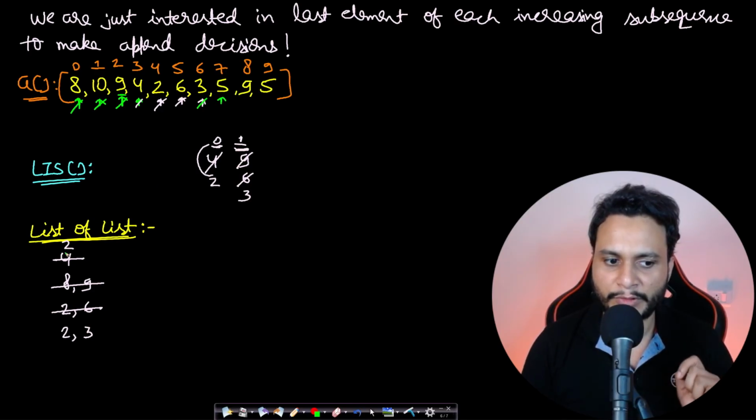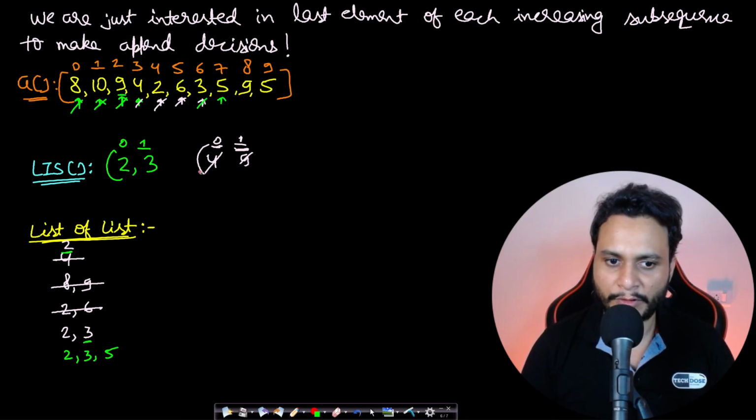So for 5, where do you append? Can you append it after 2? Yes. Can you append it after 3? Yes. So append it after 3, and that will be 2, 3, 5. If you look at this one, the single dimensional array, we have elements 2 comma 3. So I'm again cleaning this up so that it is easier for you to follow.